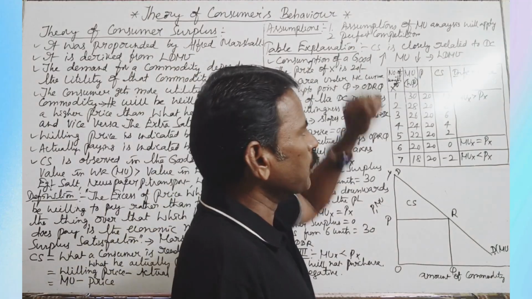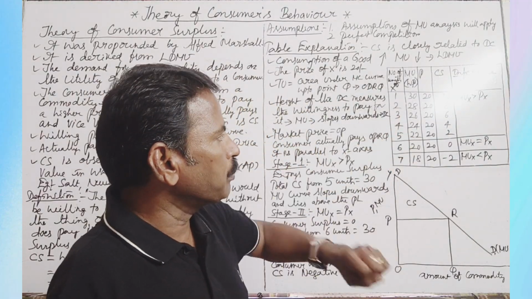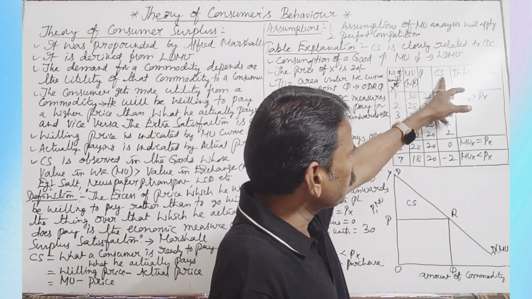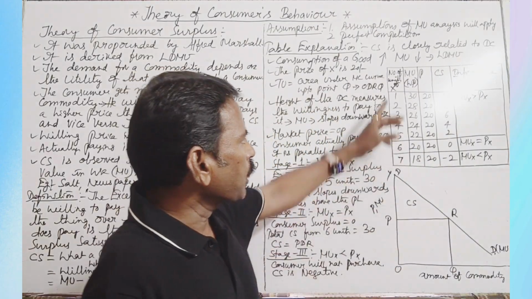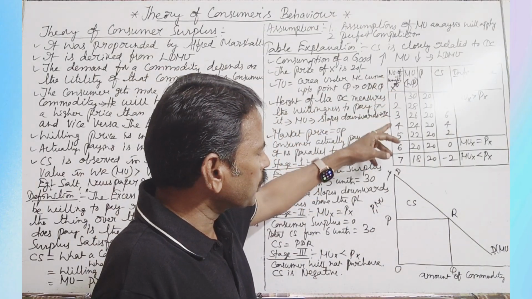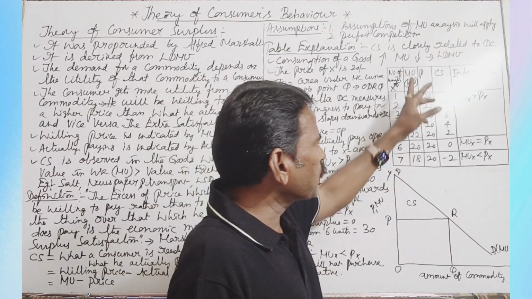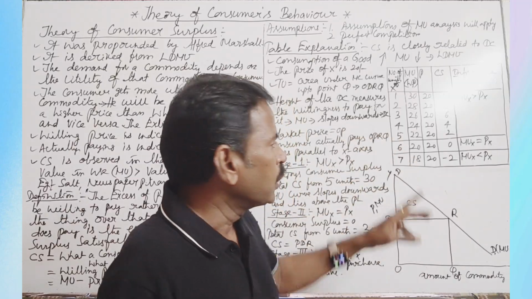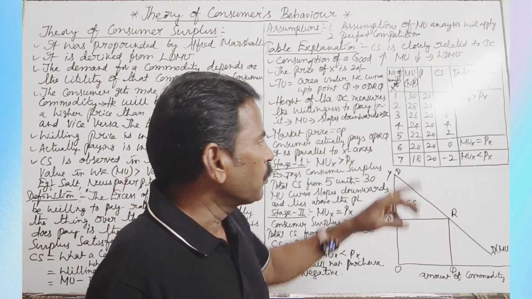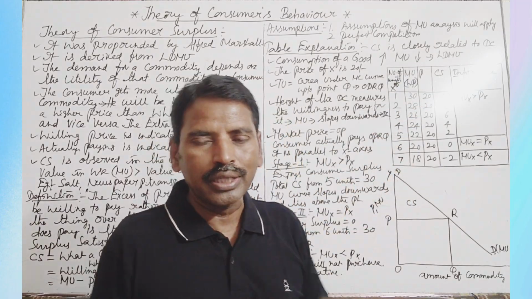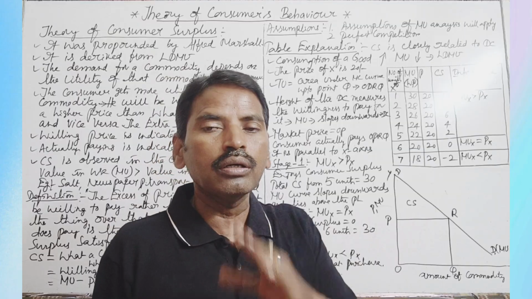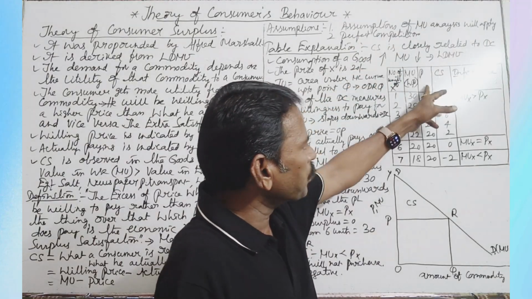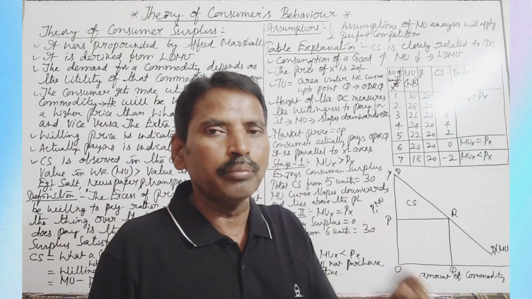Next, table explanation. If you observe the table, the columns are number of units of X, marginal utility, price, consumer surplus, and inference. The number of units of X taken is 1, 2, 3, 4, 5, 6, 7. Marginal utility is 30, 28, 26, 24, 22, 20, 18. As units of a commodity increase, marginal utility of a commodity decreases. The reason is LDMU, the law of diminishing marginal utility. And price is 20 because perfect competition prevails in the market, with a uniform price.